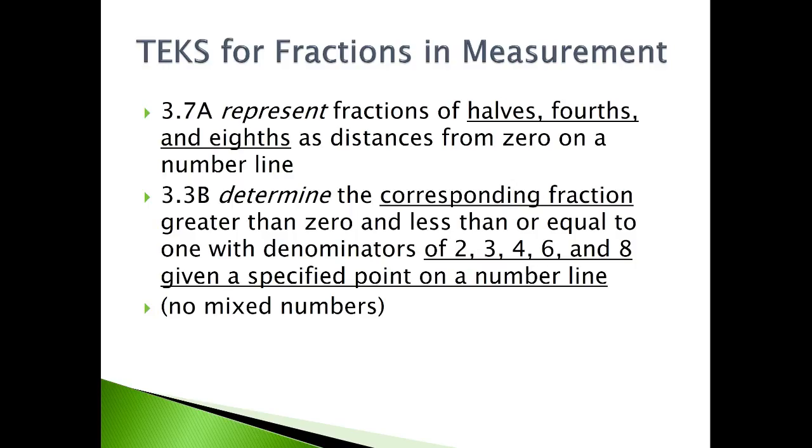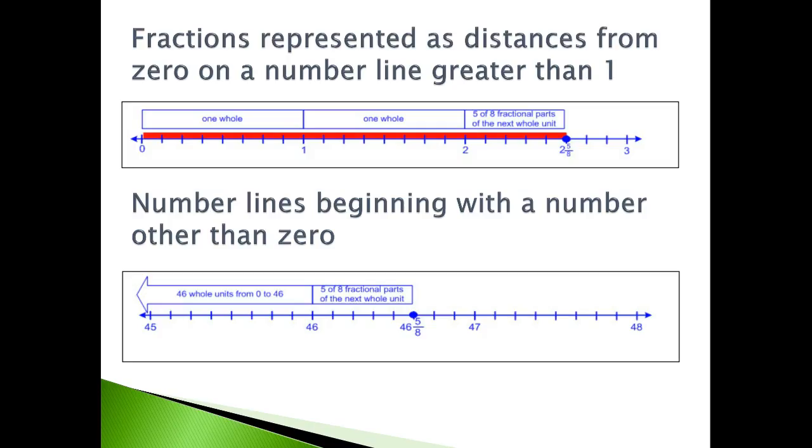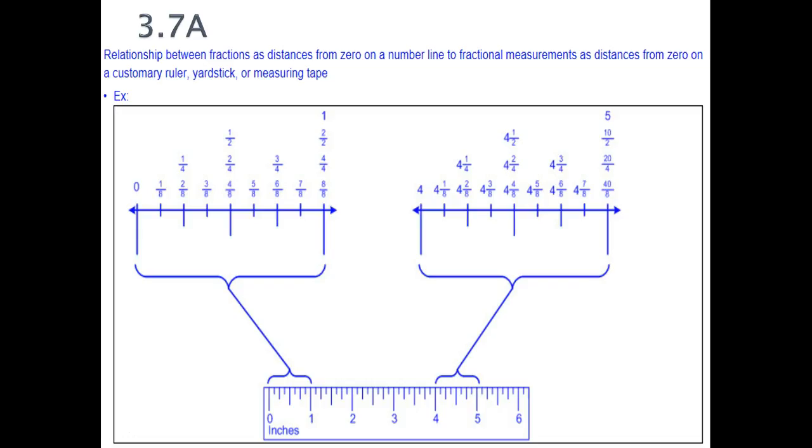Fractions and measurement, there's only one day of it. Notice we have 3.7A and 3.3B. 3.3B helps us with understanding how to find numbers on a number line, which relates well with fractions in measurement. So here we have fractions and how the kids can determine the half increments, the fourth increments, and the eighth increment on a number line. And here's a few more examples. This will come in handy when the kids are measuring later.